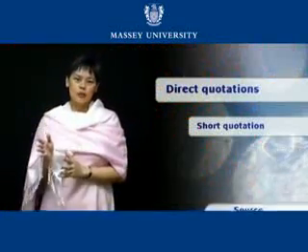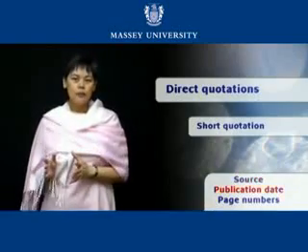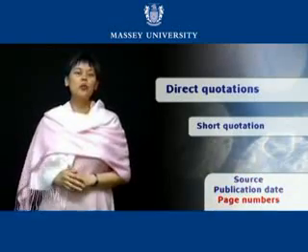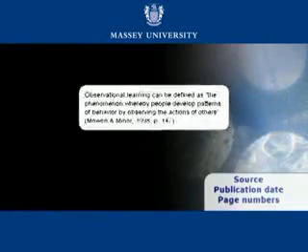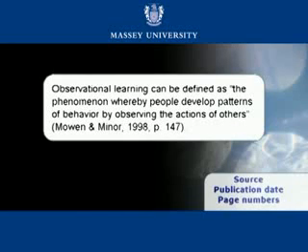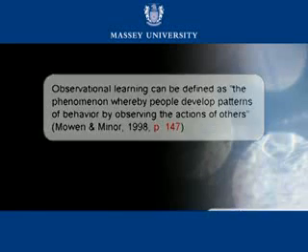Immediately after the second quotation mark, indicate the source, date of publication, and page number or numbers where the information can be found. Let's look at this example. Observational learning can be defined as, open quote, the phenomenon whereby people develop patterns of behavior by observing the actions of others, close quote. Open bracket, the author's surnames, Moen and Miner, comma, followed by the year of publication, 1998, comma, and then the page number, page 147, close bracket, full stop.